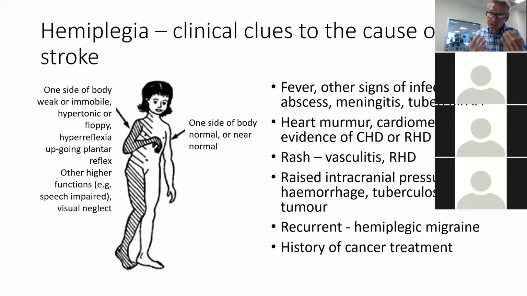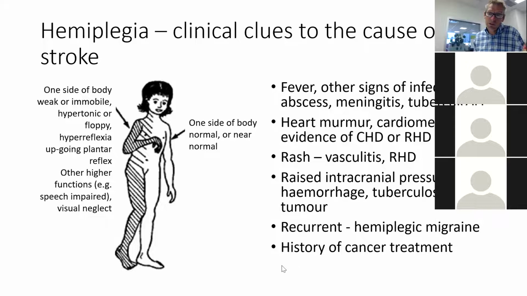Do they have sun-setting eyes, or a bulging fontanelle or split sutures, to see if there are any signs of raised intracranial pressure, like you might see in a child with a hemiplegia from a hemorrhage or a tuberculosis or a tumor? And could the child have recurrent hemiplegia? There are some children that have a hemiplegia that goes away and then they get it back again. And that is seen sometimes in hemiplegic migraine.